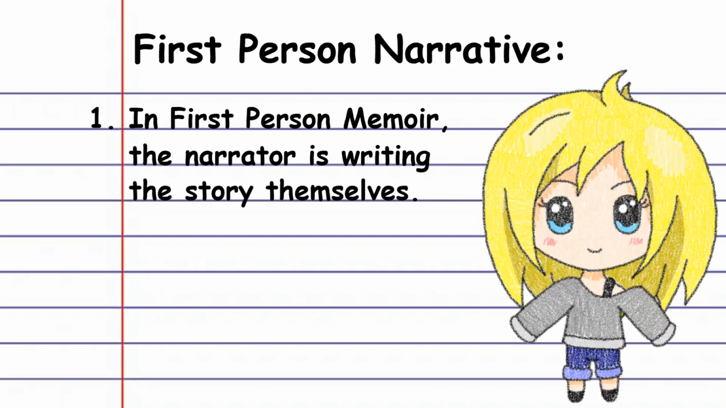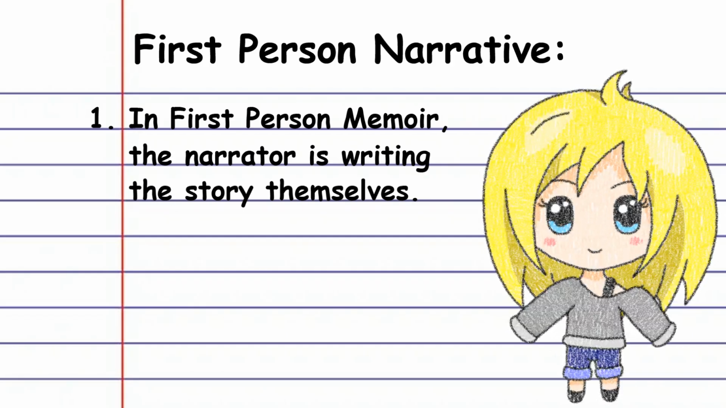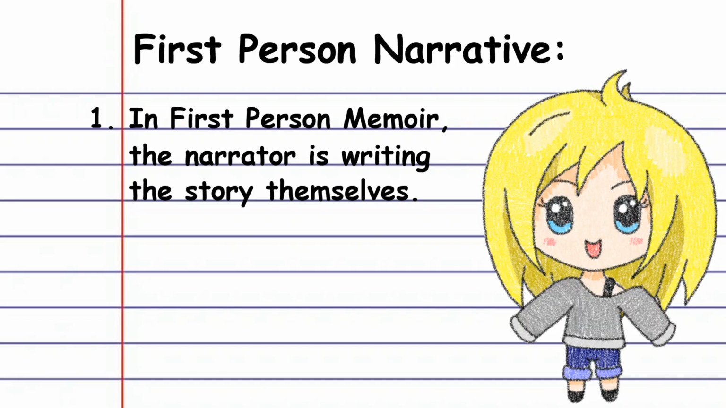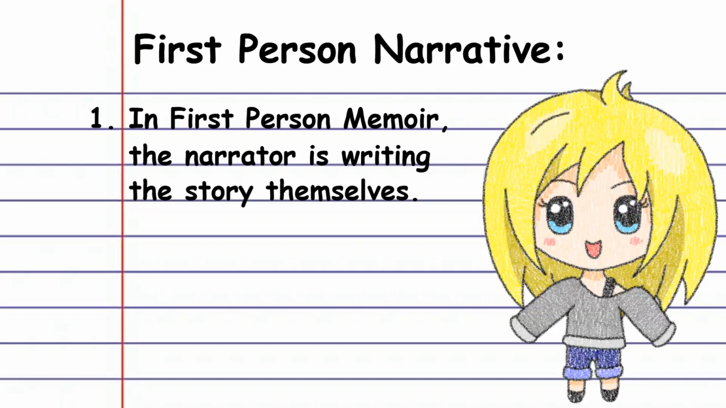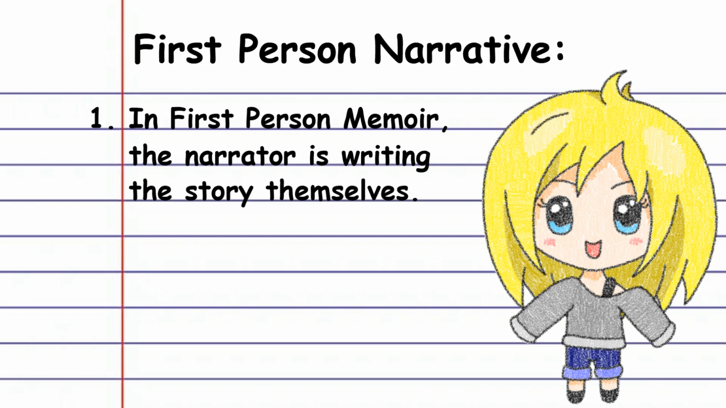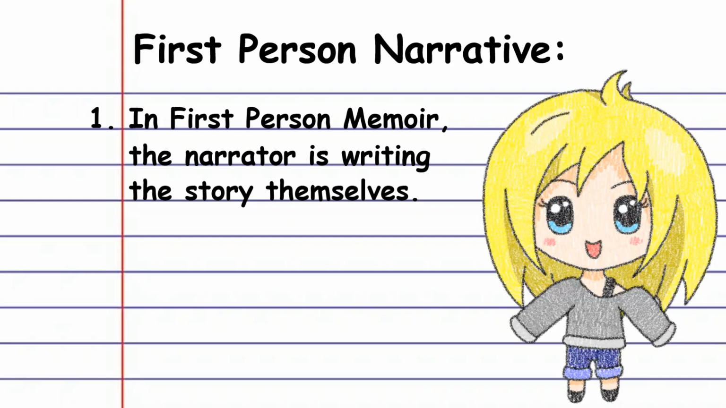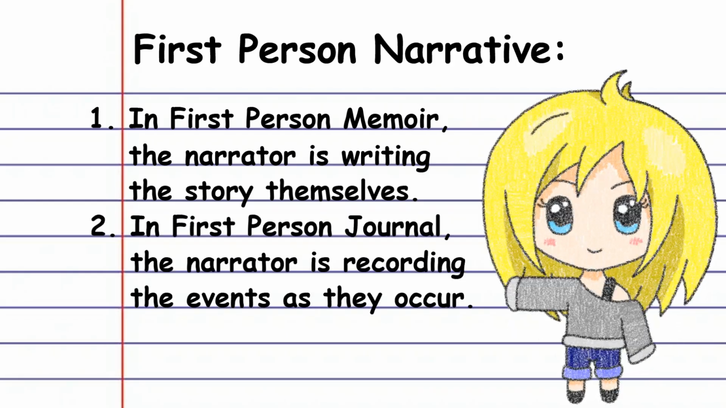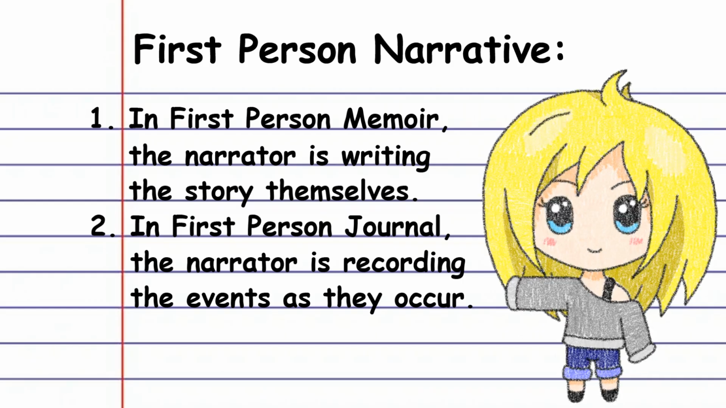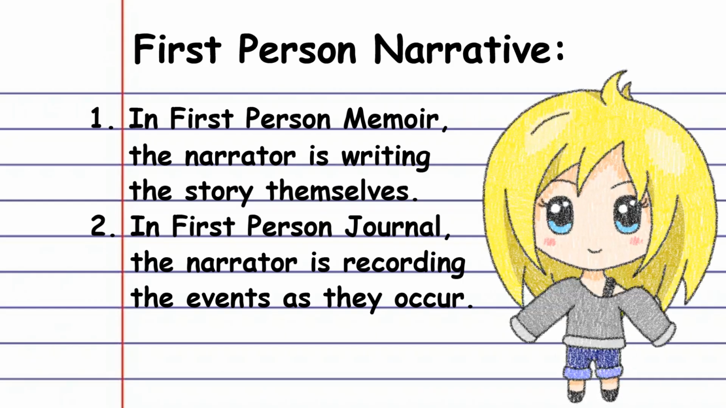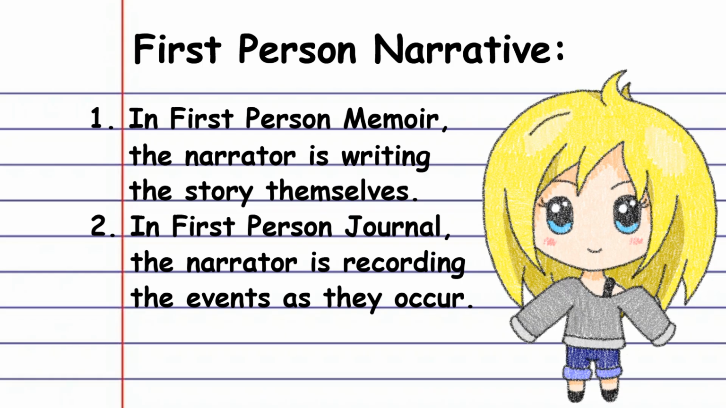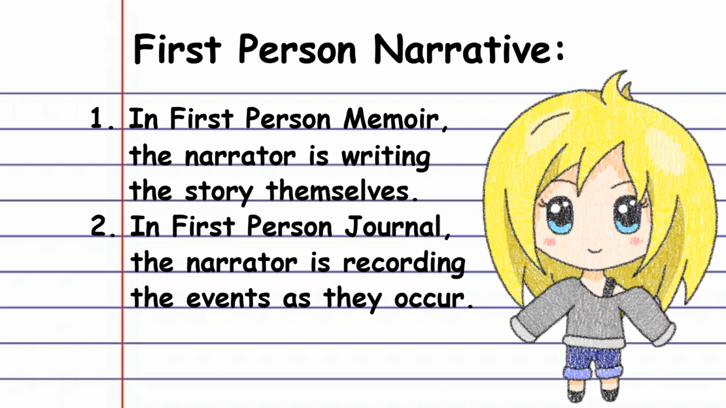First-person memoir is where the narrator is actually supposed to be writing the story themselves. At some point in the character's life, they actually sit down with a pen and paper and write this story down. First-person journal is similar to first-person memoir in that the character is supposed to be writing the story themselves, but differs in that with a memoir, the events of the story have already happened and the character already knows everything that is going to happen.